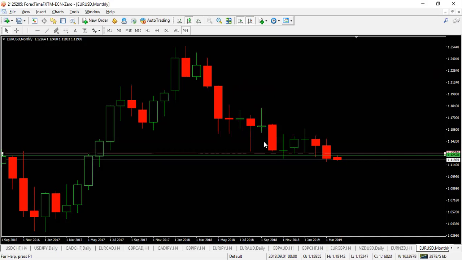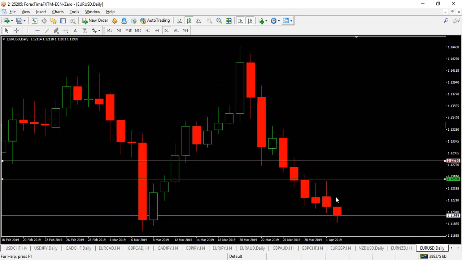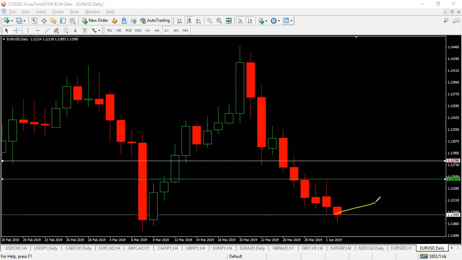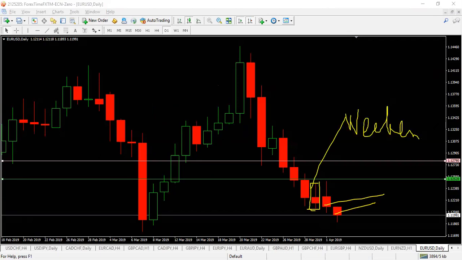Then for the daily, now remember that this is the candle for Tuesday, this is the candle for Monday, and this was the last candle. So this would have been the candle we should be calculating during the weekend, while these candles were never in existence.